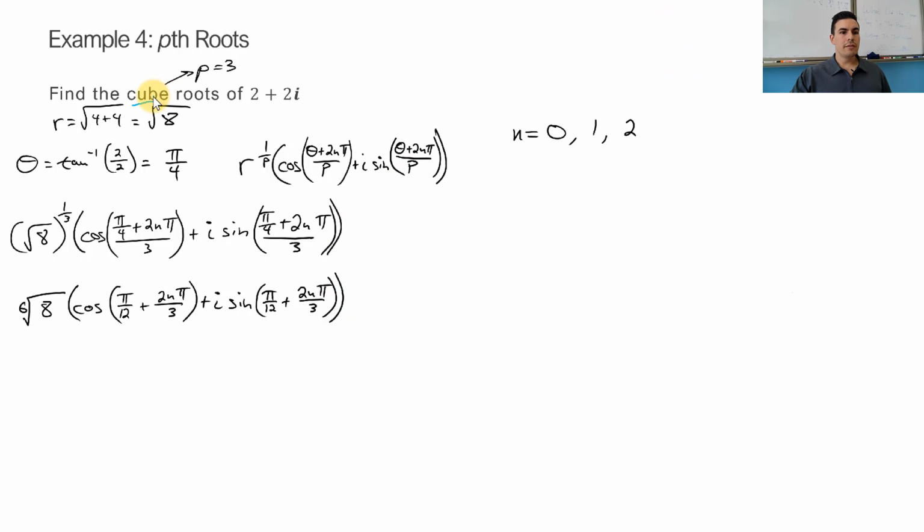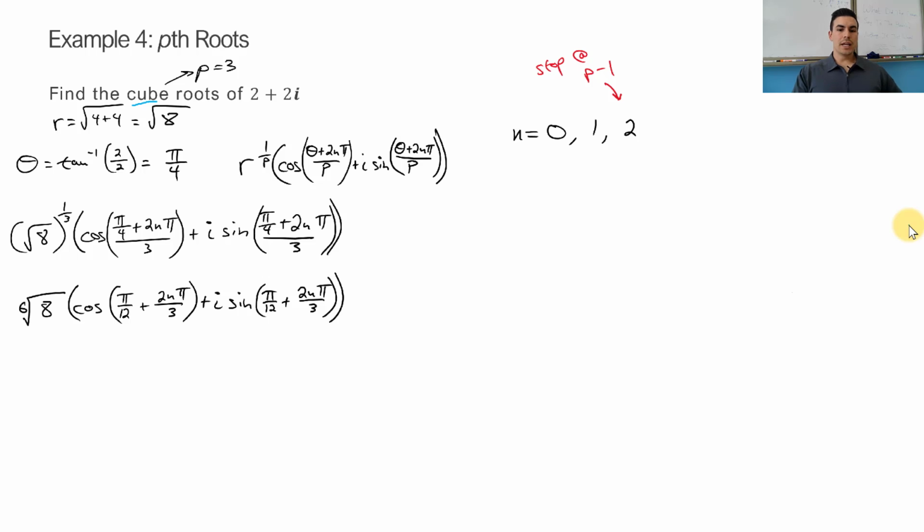And since we are looking for the cubed root, I'm just going to look at n values of 0, 1, and 2. This needs to be an integer. n is always an integer. So starting at 0, 1, 2, and so on. And we want to stop at p minus 1, which in this case is 3.